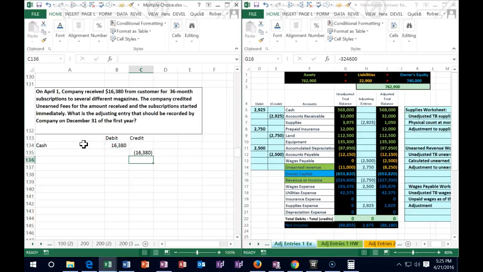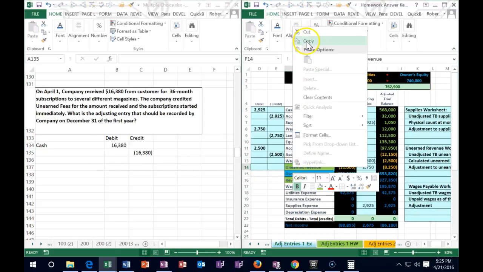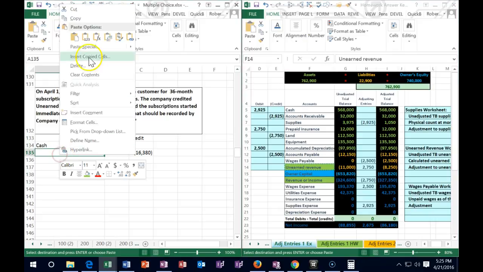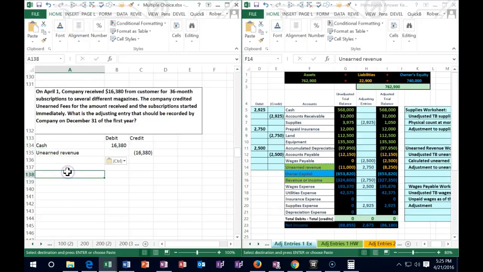We couldn't credit revenue because we had not yet earned it under an accrual basis. So we had to credit unearned revenue, a liability, an increase in the liability. Why? Because we owe this money back, or we have to do the work. One of the other things has to happen. So now we have this liability, $16,380. That's what this number would be under this problem.